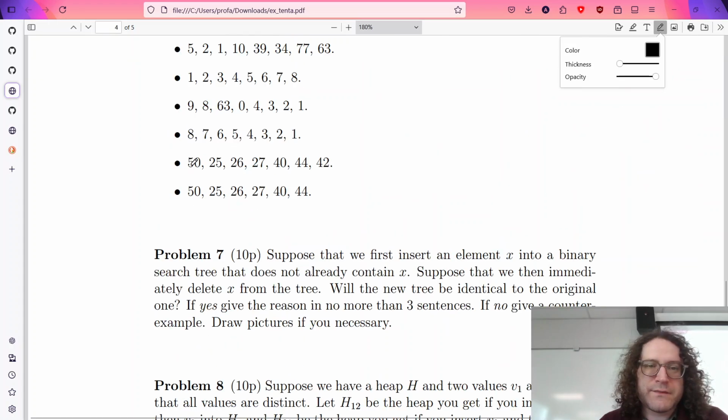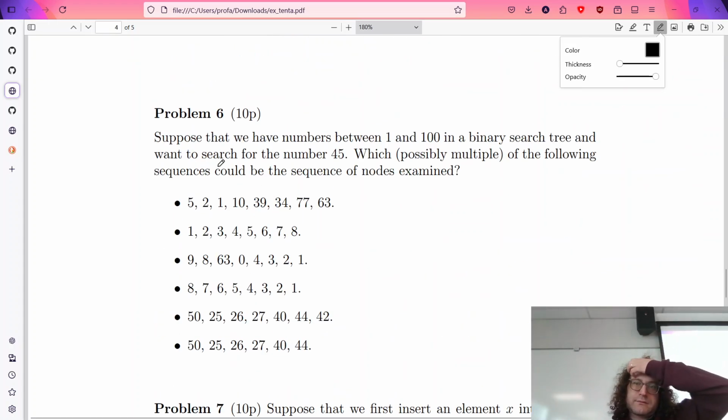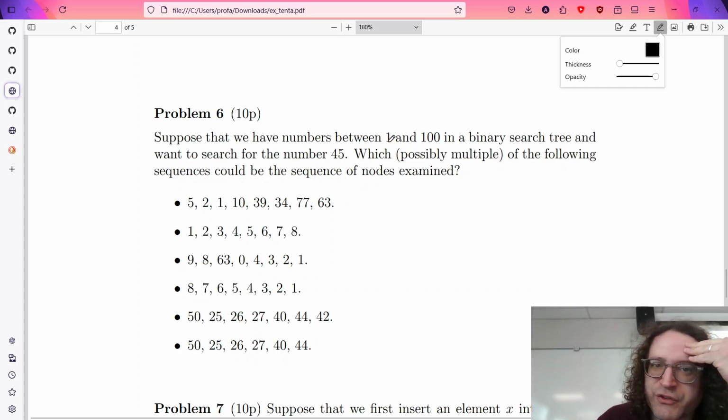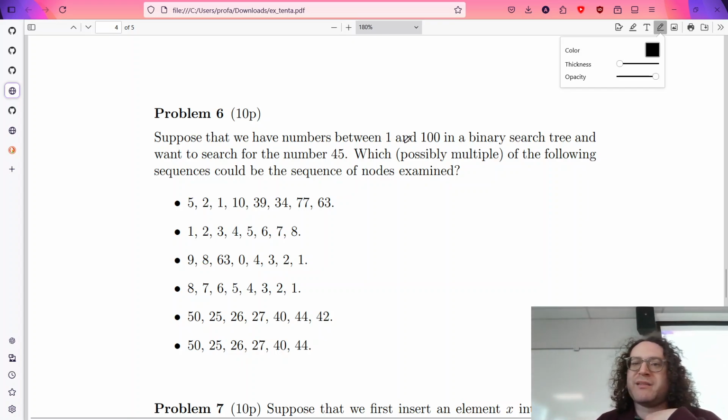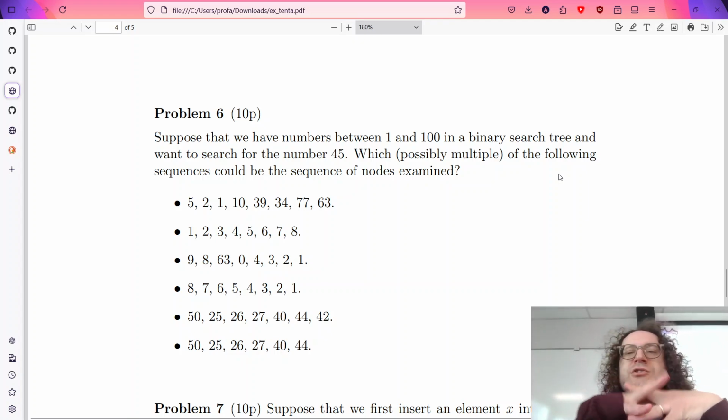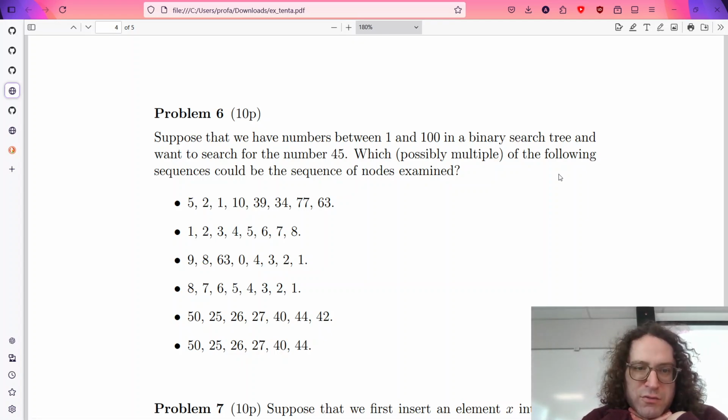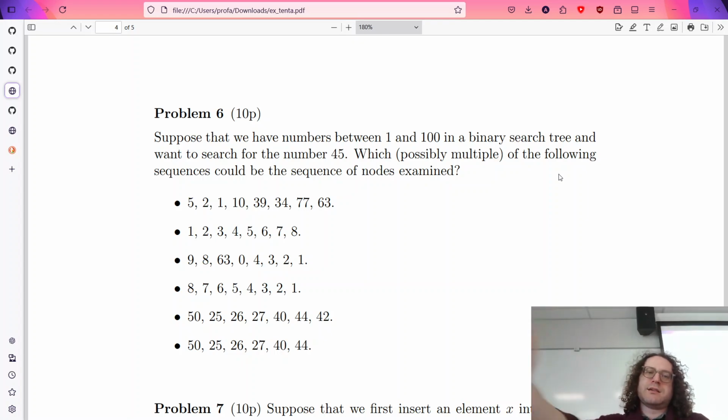Right, over here. Suppose we have the numbers 1 to 100 in a binary search tree and want to search for the number 45. Which, possibly multiple, of the following sequences of nodes could be the sequence of nodes examined? Okay, so this is a binary search tree. Which of these are possible ones?